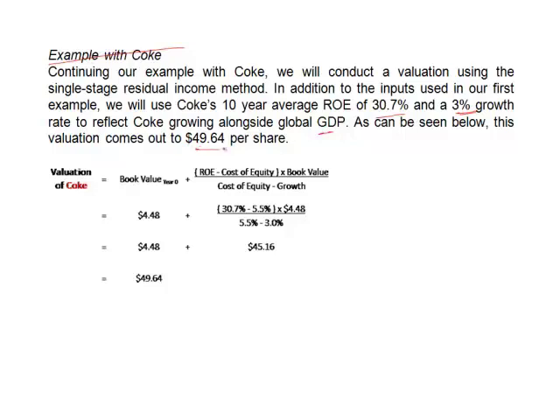the valuation is giving us around 49.64 per share. How does it go? Remember, return on equity is 30.7% and cost of equity is 5.5% in the question we just treated in the beginning. Multiply by book value. No, the book value does not change. So after everything, we have this side to be 45.16 and our book value is 4.48. The addition of everything says that the value of Coke is 49.64.